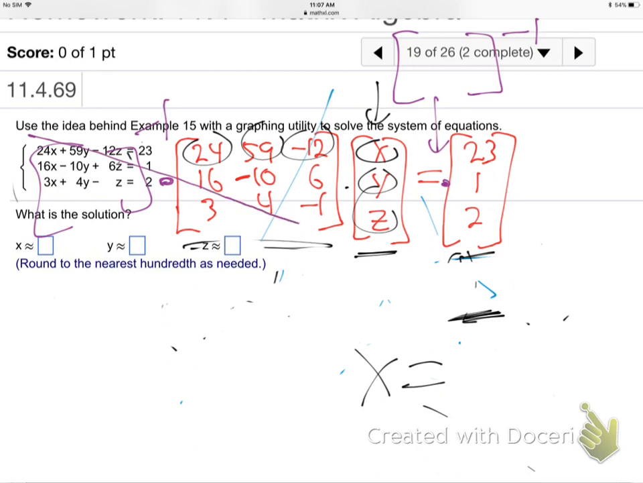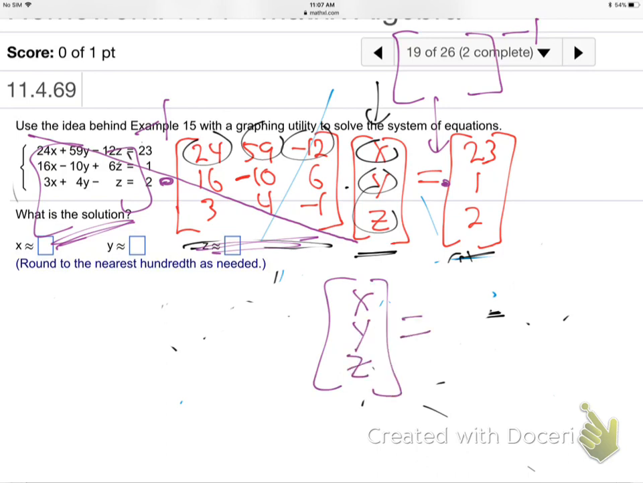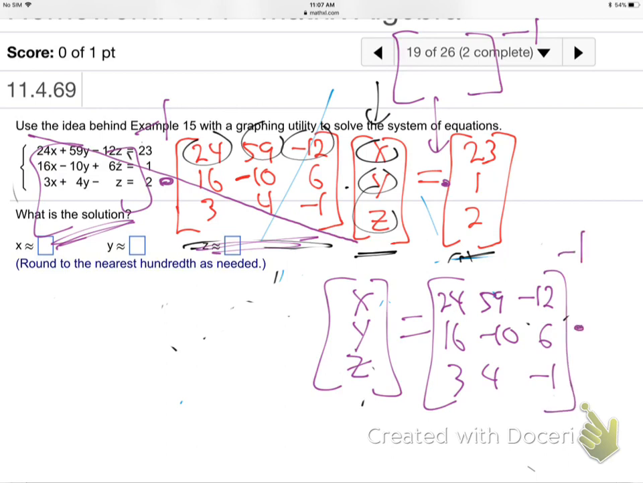And that will do what? That'll cancel this out because it's its inverse. When you take an inverse times something, it goes away. And all we'll have on the left side when I do that is x, y, z, just the letter matrix. And on the right side, I will get the answer in that one matrix step. I've got to take the matrix 24, 59, negative 12, 16, negative 10, 6, 3, 4, negative 1, inverse times the 23, 1, 2. That's on the right side. Does everybody see what I'm doing?